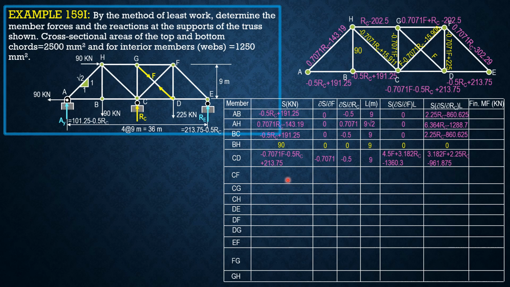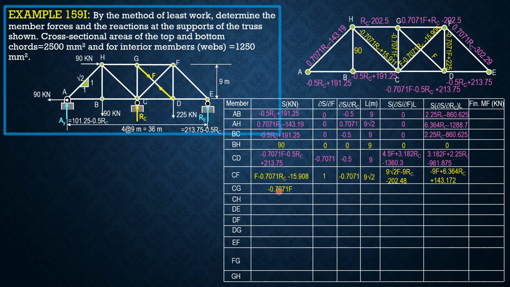For CF, we have F minus 0.071 RC minus 15.908. Partial derivative here is 1, here it's negative 0.7071. The length is 9 square root of 2. So put the product, partial S with respect to F times length here, and also for S, partial of S with respect to RC times length here.